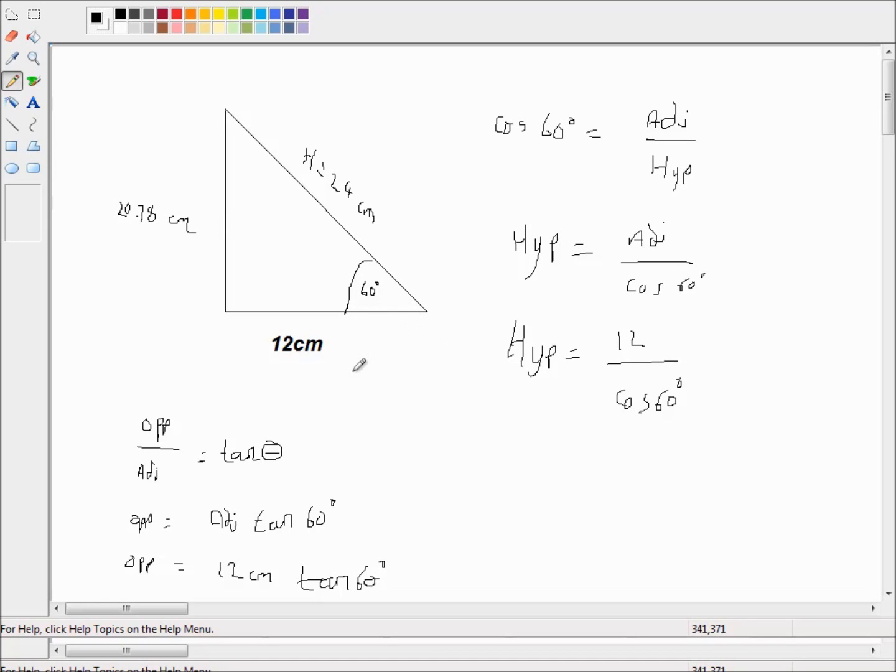Now in an exam you might not be given triangles that easy. You might be asked something like: a man stands 12 metres away from a tree and is looking at an angle of 60 degrees at the top of the tree. How tall is the tree? And you would be expected to use your trigonometric knowledge to answer the question like that.